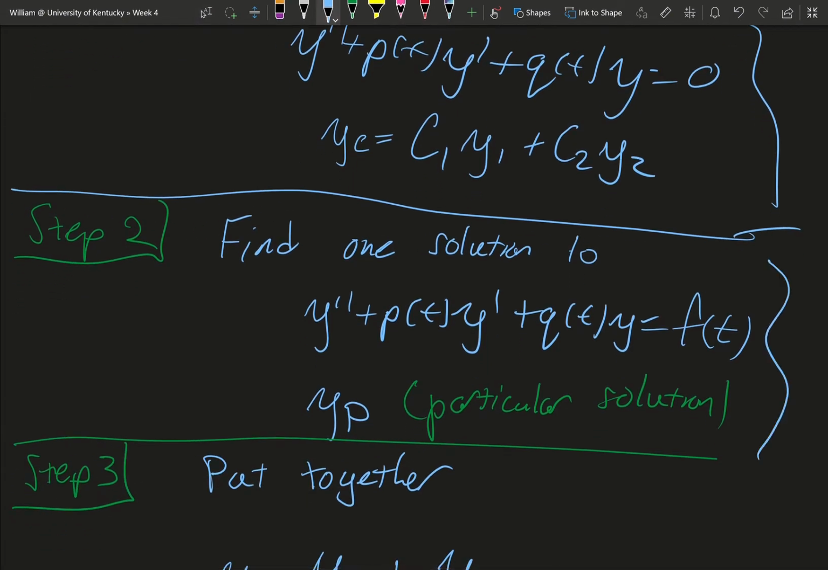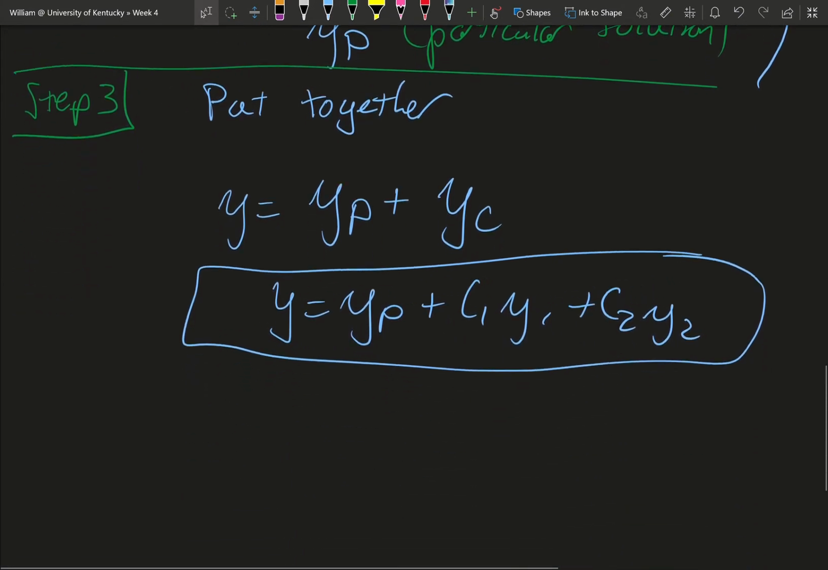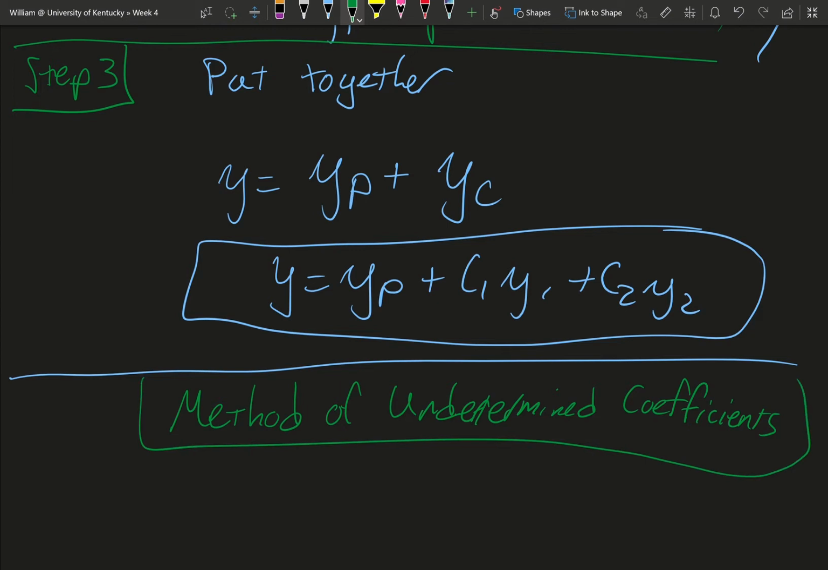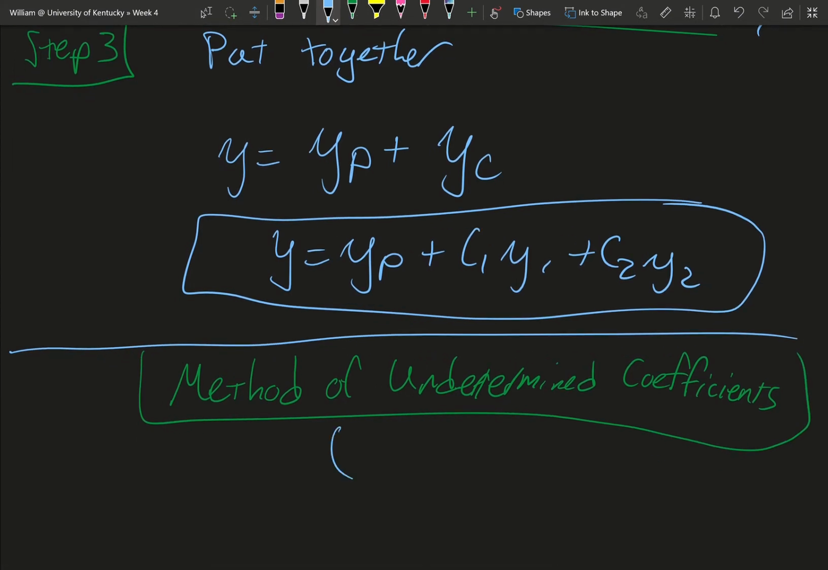This step we haven't talked much about, and we're actually going to look at two separate methods for solving these. In this video, we're going to talk about the first one. This first method is called the method of undetermined coefficients. And that's just a fancy name for semi-educated guessing.